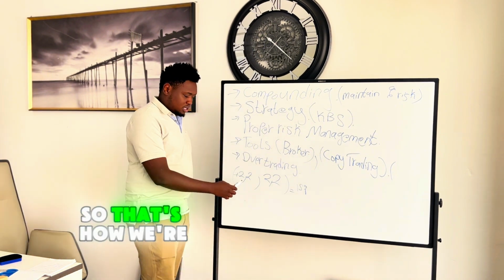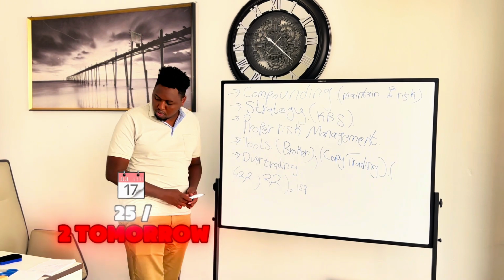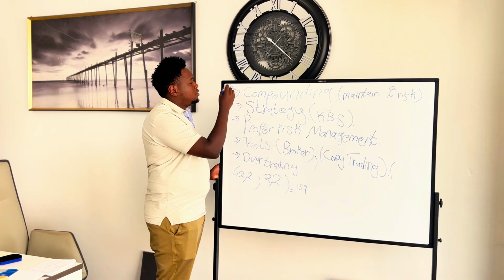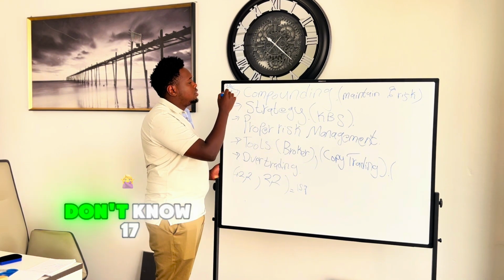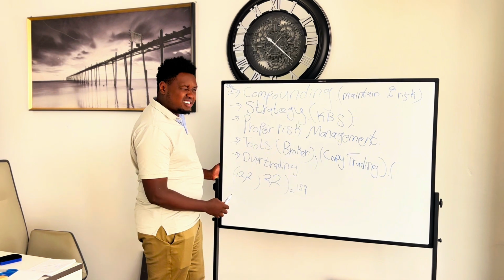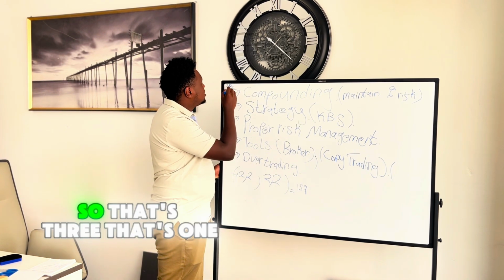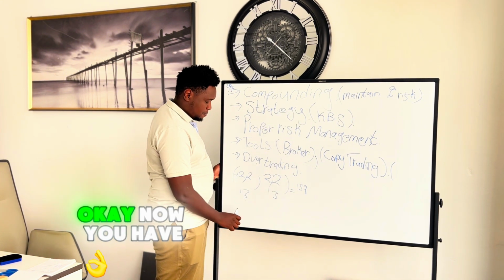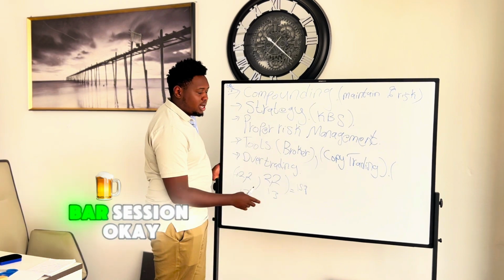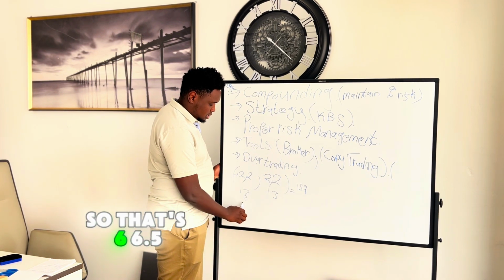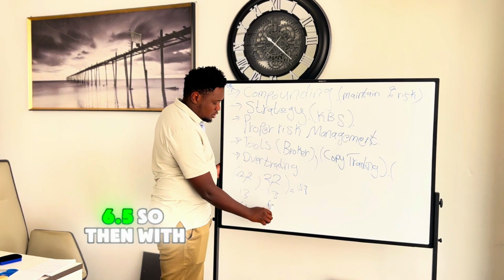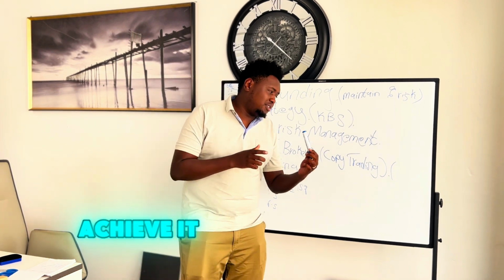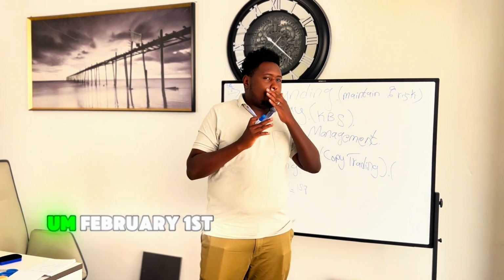That's good. So that's how we are going to do it, because if you divide 25 by 2, that's about 13. So if you want to do 13, now you have to divide it again, because you're taking 2 trades per session. So that's 6.5. With this way, we have minimized our risk. This is how we are going to achieve it, and we are starting February 1st.